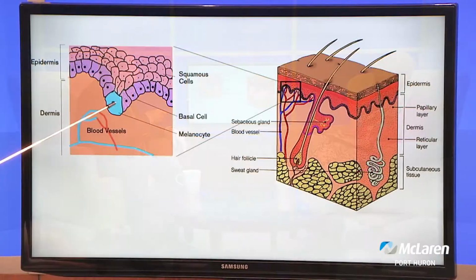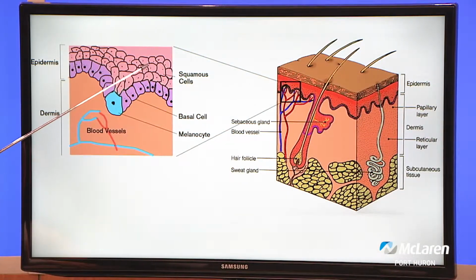Well, melanoma arises from part of the skin where the pigment cells, or melanocytes, are located. As we talked about in the earlier segment, in the top layer of skin, called the epidermis, in the basal layer, or the bottom layer, interspersed among the basal cells, are pigment cells called melanocytes. And these are the cells that melanoma develops from.